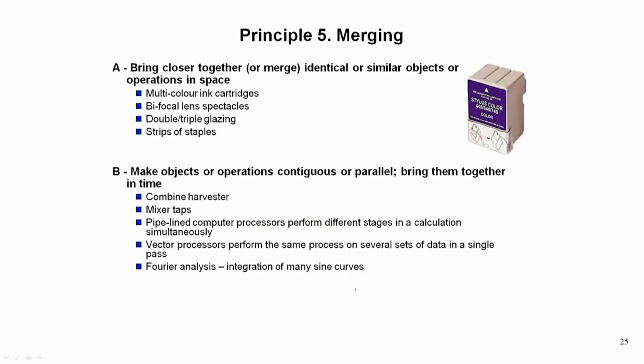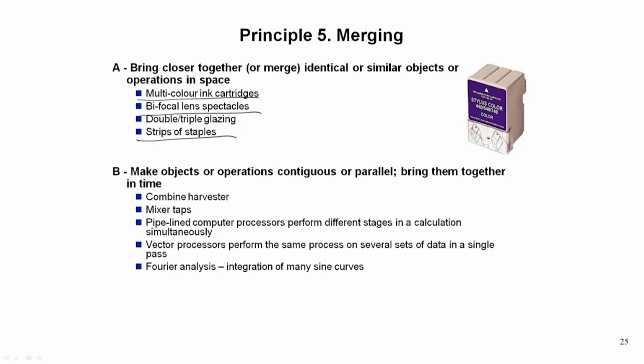Principle 5 talks about the principle of merging. Bring many features closer together, like identical or similar objects or operations in space, bring them together. For example, a multicolor ink cartridge, the same cartridge having multiple colors in it. Bifocal lens spectacles, the same lens but having two different focal lengths. And then double or triple glazing or strips of staples.